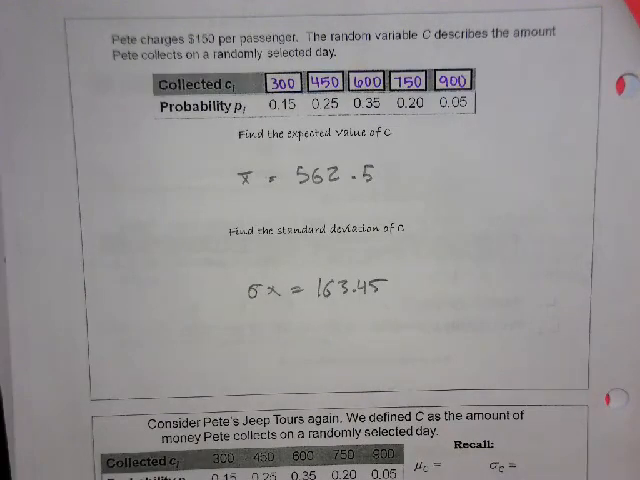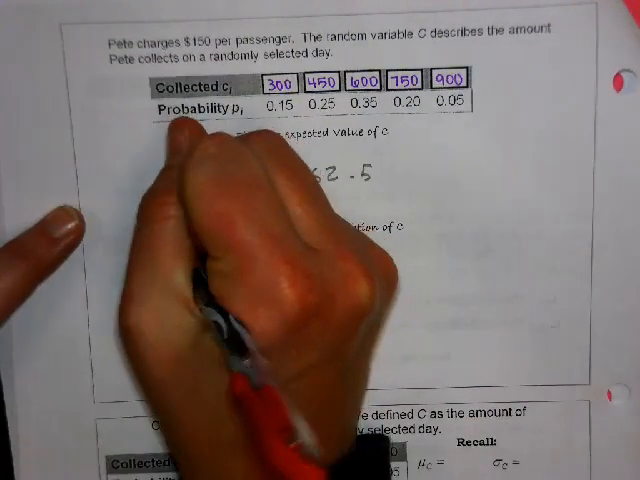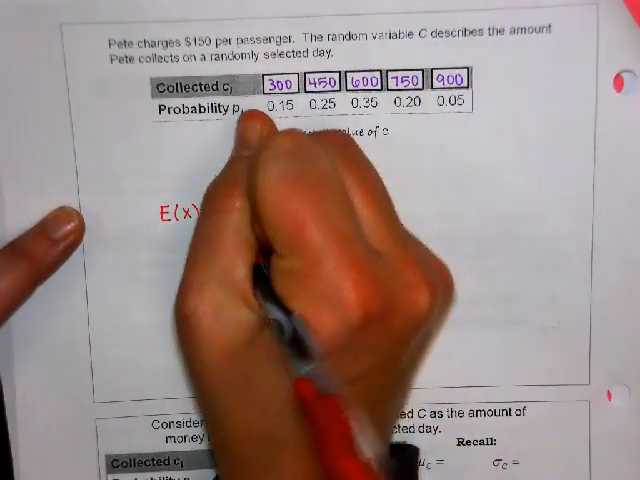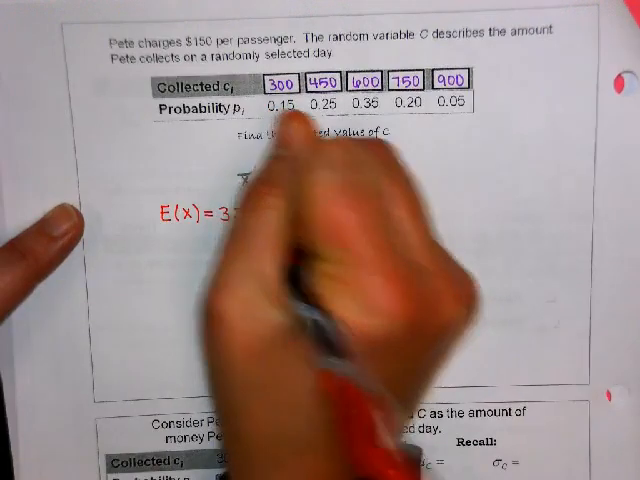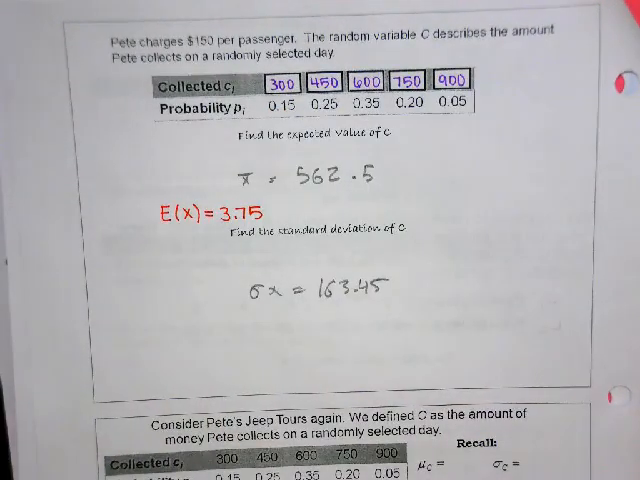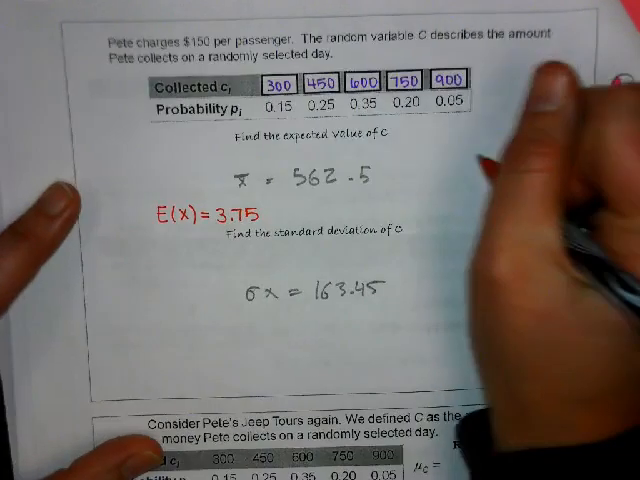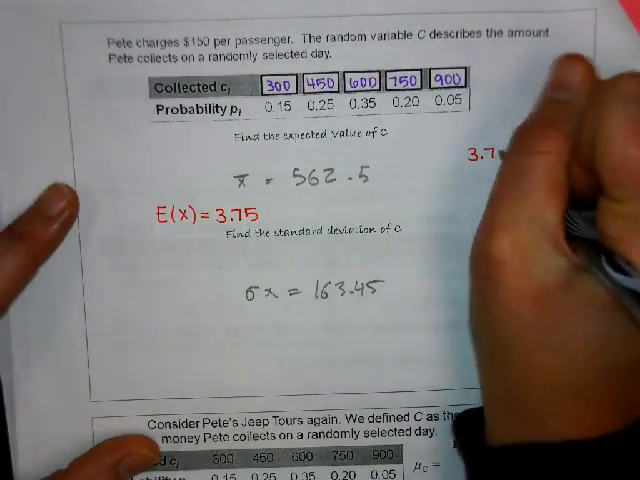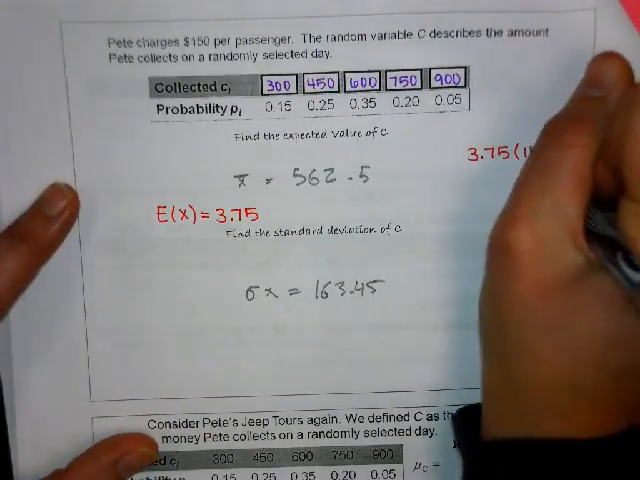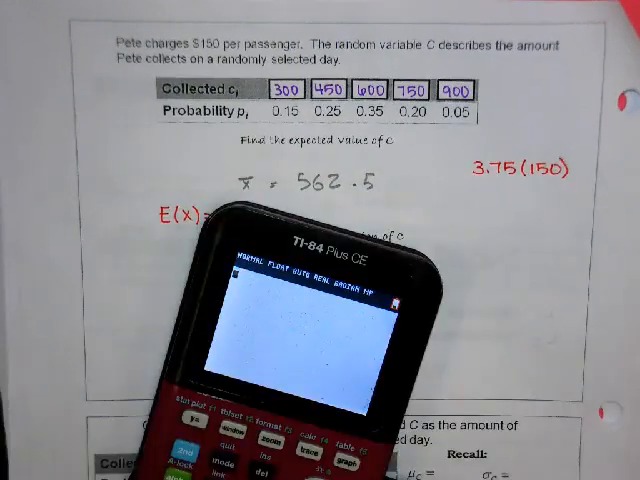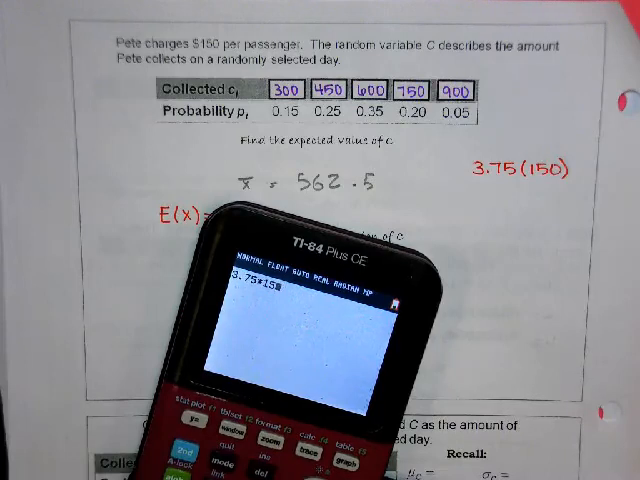So the expected value for the number of passengers Pete had from the warm-up was 3.75. If we take that 3.75 and we multiply it by the $150 per passenger, we get our expected value of the amount of money that Pete's going to collect. 3.75 times 150, and we get 562.5.